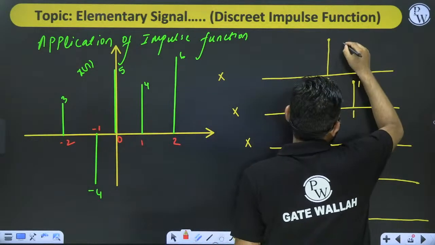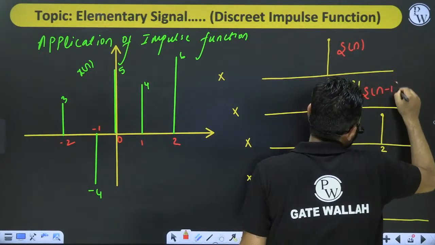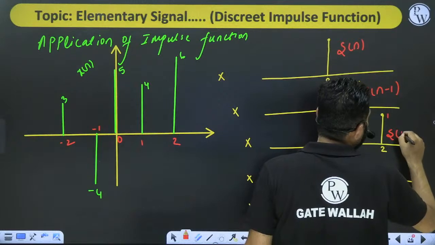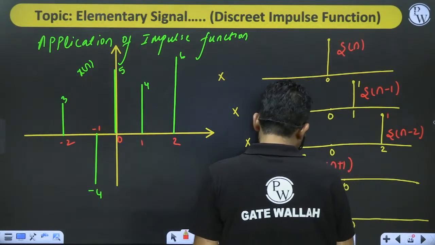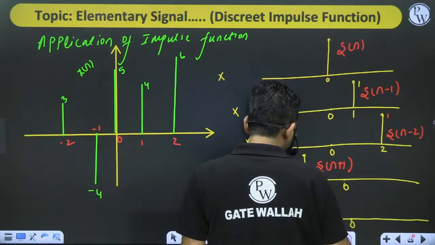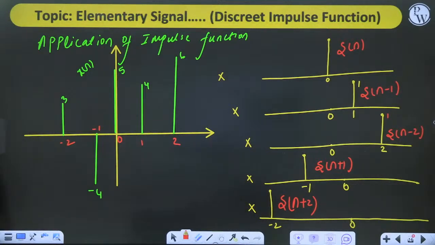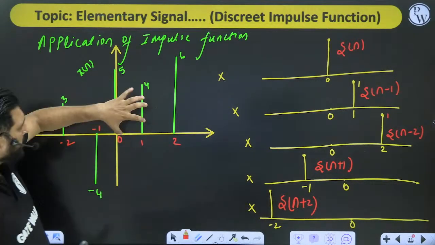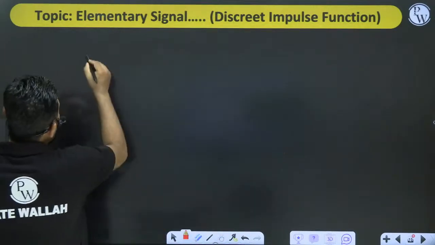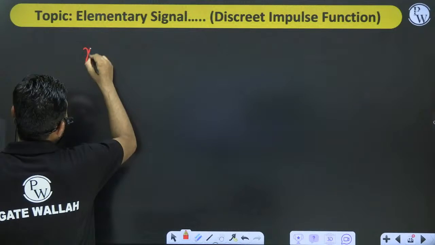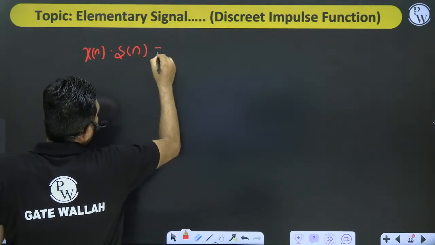Let us consider this as delta n. This is delta n -1. This is delta n -2. That is delta n plus 1. This is delta n plus 2. And so on. Now when you multiply this function xn by delta n, what will you get? I have xn, and I am multiplying with delta n. What is the result that I will get?